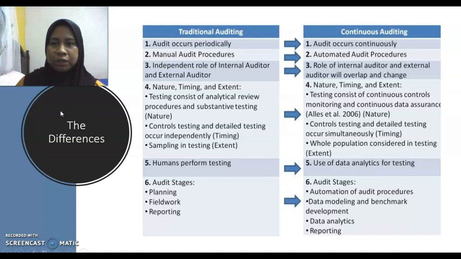Here are the major differences that we can see between traditional auditing and continuous auditing. The first is about the timing, the second is about the procedures used, then the relation of internal auditor and external auditor, then the nature, timing, and extent, then the testing used, and the stages. For number 5, continuous auditing is said to use data analytics for testing. In this data analytics, we use a few techniques.